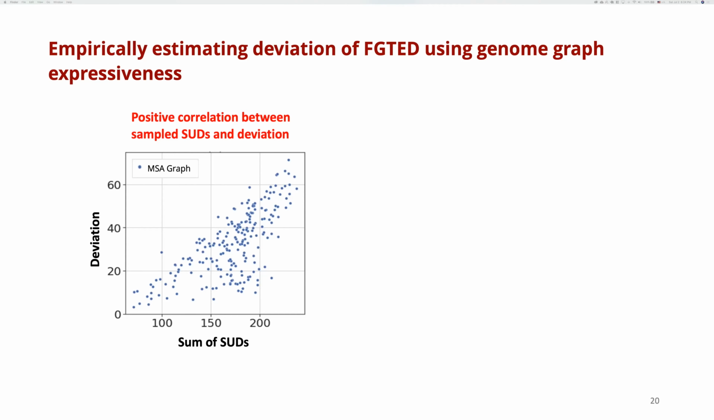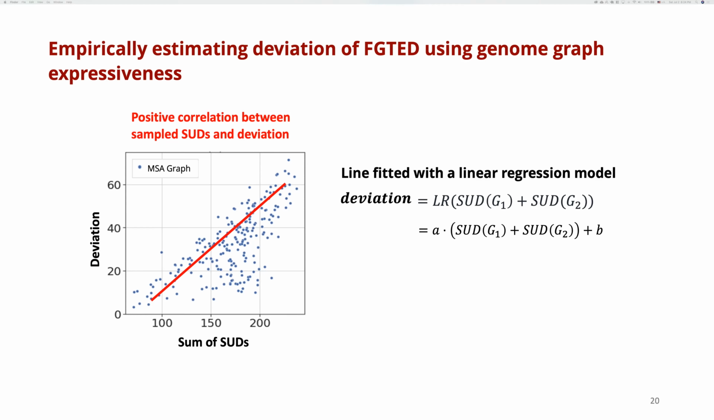Using the sampled SUDs, we visualize the relationship between genome graph expressiveness and the deviation. As shown here, each dot again is one of 225 sequence set pairs and a genome graph constructed on them. And there is clearly a positive correlation between sampled SUDs and their deviation. And in order to describe this correlation, we fit a line with a linear regression model.